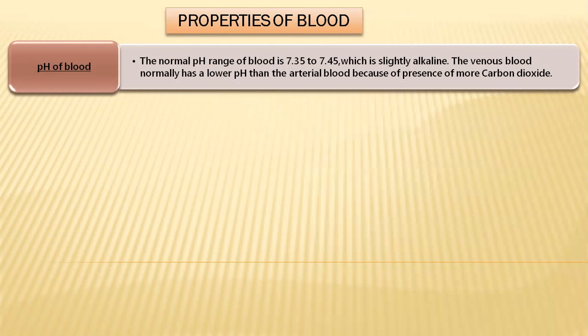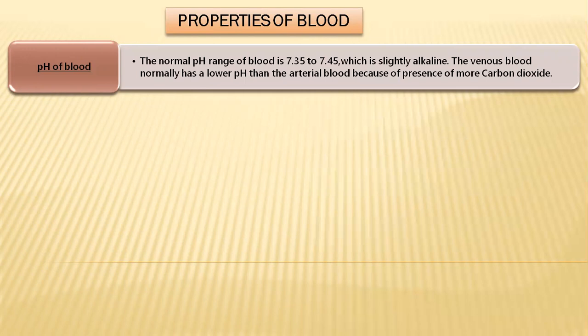you like to say that the venous blood normally has a lower pH than the arterial blood. This is because of the presence of carbon dioxide. So you know to say that the venous blood will be more acidic as compared to arterial blood. Why? It is because the venous blood will have more carbon dioxide, and this carbon dioxide is a waste product that is coming from the cells.